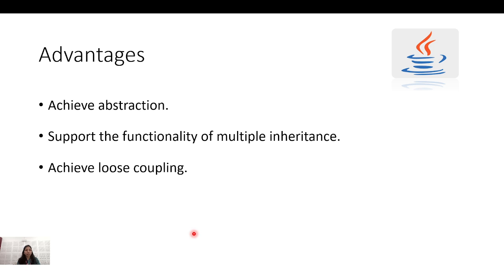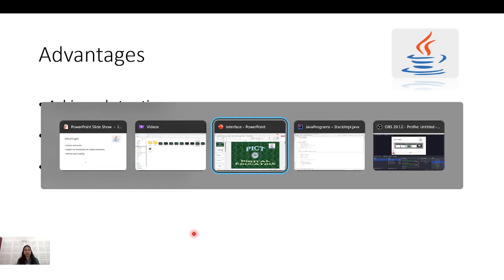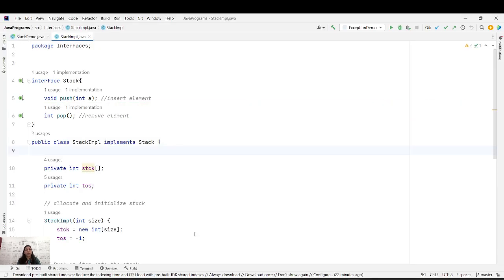Now, before going to the advantages, I will go to the program. So the practical. I have the package interfaces. In that, I am declaring an interface Stack. The whole program I am going to show is how the stack is implemented. I have taken the stack as an interface because in the stack I know I will have only two methods, push and pop. So in the interface Stack I am going to have two methods: void push and integer pop.